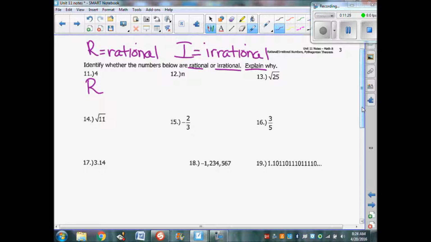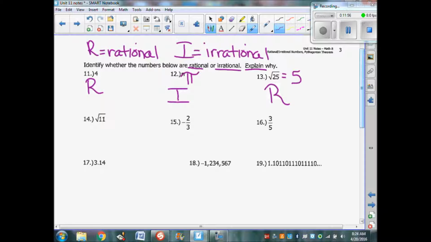Leah, number 12, that is pi. It's irrational. Why do we say that it's irrational? It could go on forever. Caitlin, number 5 or 13. Right, because the square root of 25 is? What's the square root of 25, guys? 5. Okay, so that's 5. It's rational. It could be written as a fraction.